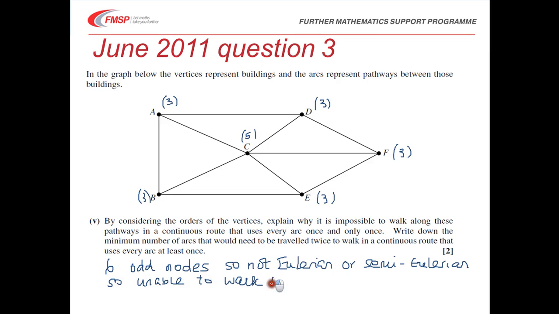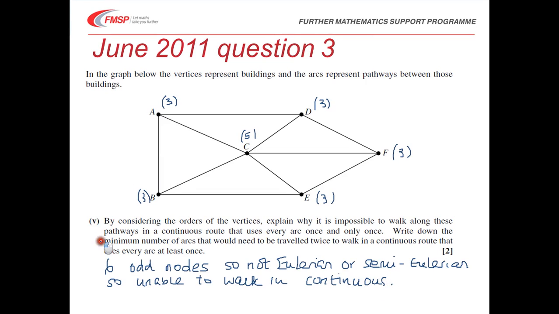So I'll just put that in. So what could we do to help it now? It says write down the minimum, and this word minimum is important. We're not told that we have to start and finish in the same place, so the minimum way in which we could do it is just to take 2 pairs of odd nodes and join them up.